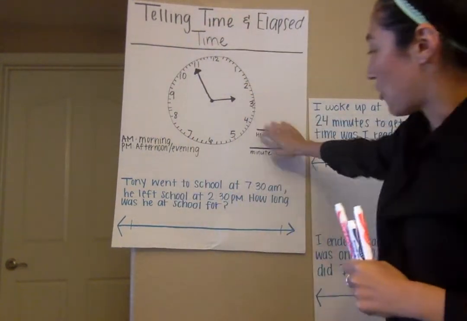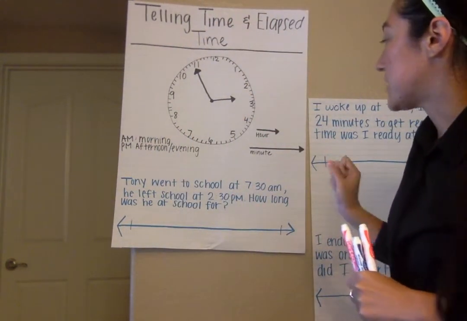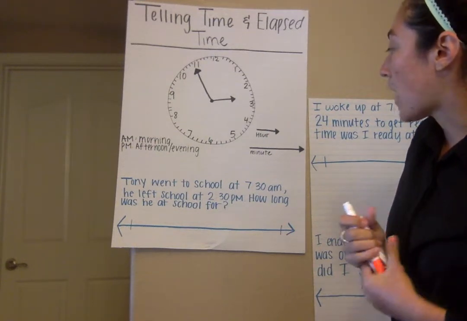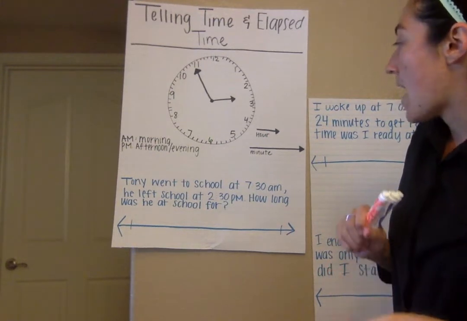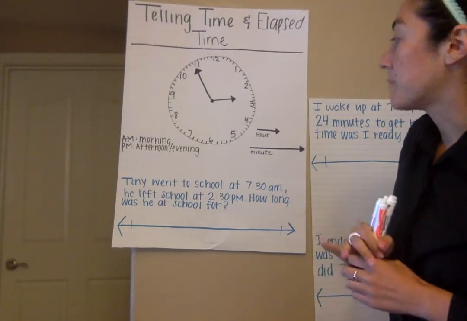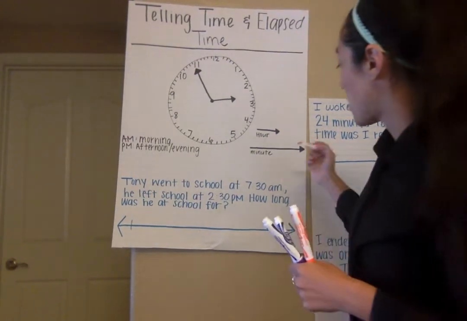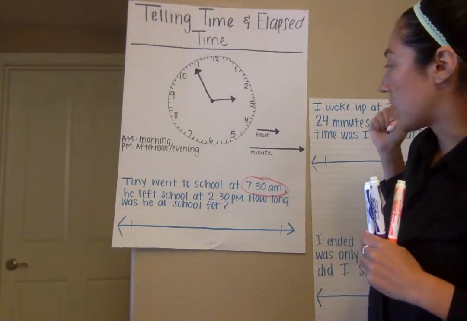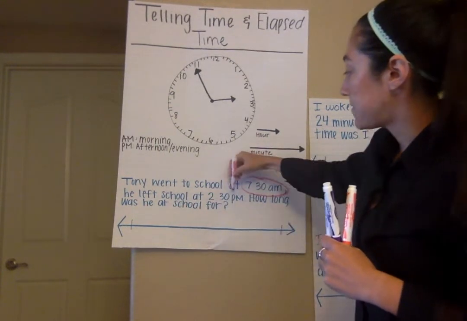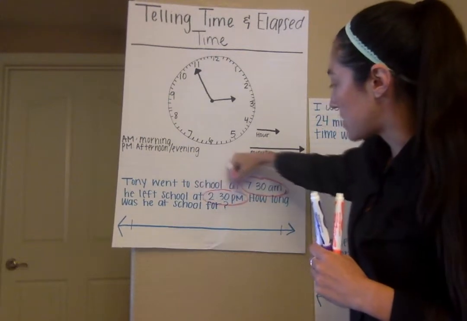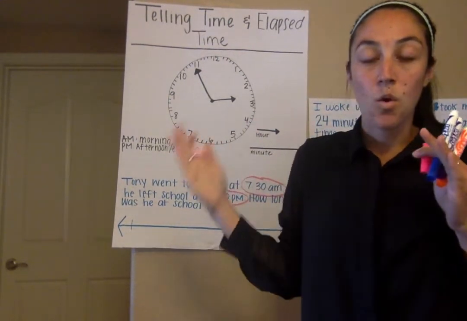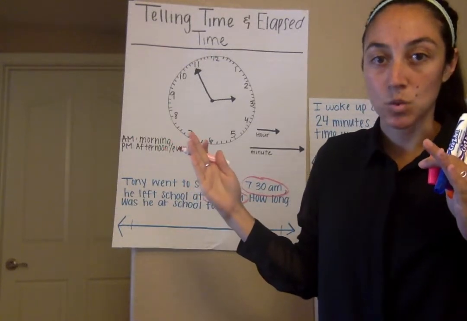Okay, so this word problem says Tony went to school at 7:30 a.m. He left school at 2:30 p.m. How long was he at school for? So this has a start time. He started school at 7:30, and then he left, or the end time is going to be 2:30. So we need to find the elapsed time or the total time he was at school.